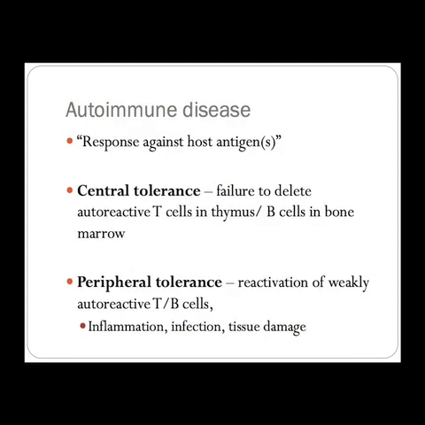So at its most basic level, autoimmune disease results from a failure in the acquired immune system, leading to a response against host antigens. This may occur for central or peripheral reasons. Central reasons really are because there's a failure to delete autoreactive T cells in the thymus or B cells in the bone marrow, while peripheral tolerance can be lost because there is reactivation of weakly autoreactive T or B cells, usually due to inflammation, infection, or tissue damage.